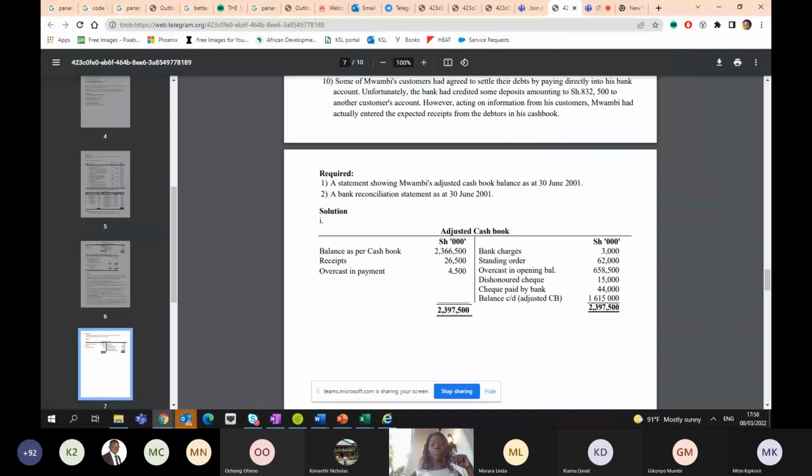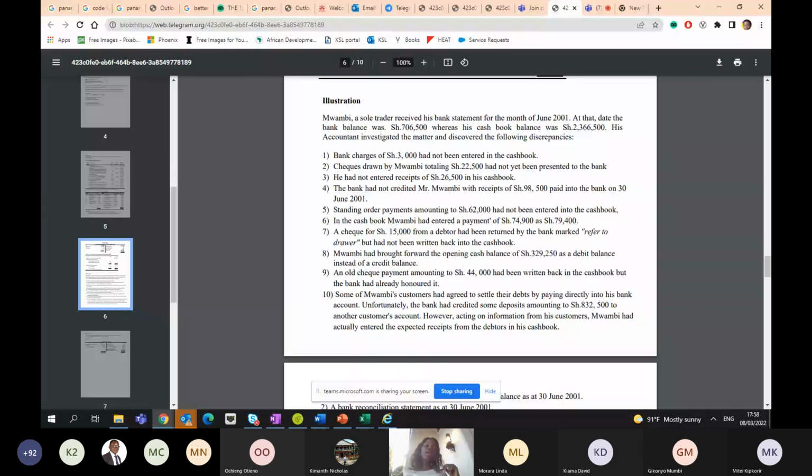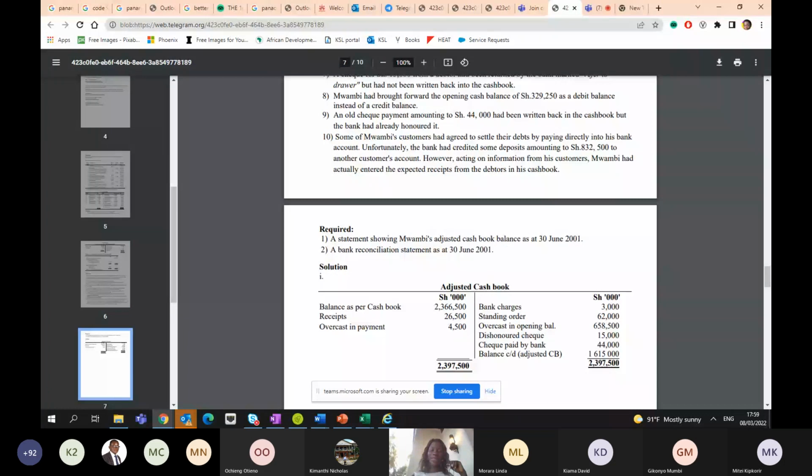Then in exam situations, if you want to simplify your work, you can just do the thousands and work with smaller numbers. I think especially if you tend to get confused with the numbers, I'm one of those people, so that really works for me. So now let's start. We're starting with the 2.3, then we go to note number 1, where it says bank charges of 3,000 had not been entered in the cash book. So what does a bank charge do? It reduces your money in the bank, so it will come to the opposite side, which is 3,000.